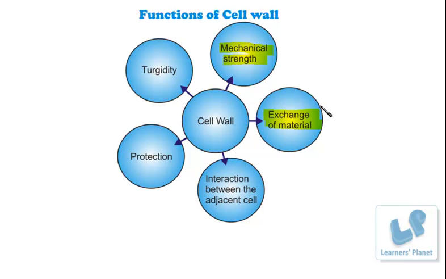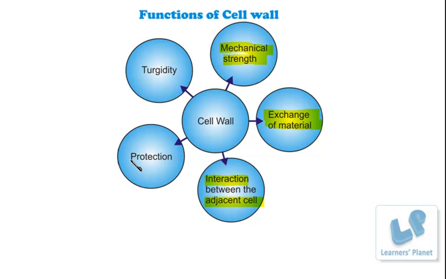Besides this, the adjacent cells have a middle lamella in between, right? So this middle lamella and the cell wall help in establishing the interaction between the adjacent cells, right? They are not isolating the cells; rather, they help in the intercommunication between the two adjacent cells in the plant body or other organisms. Fine.